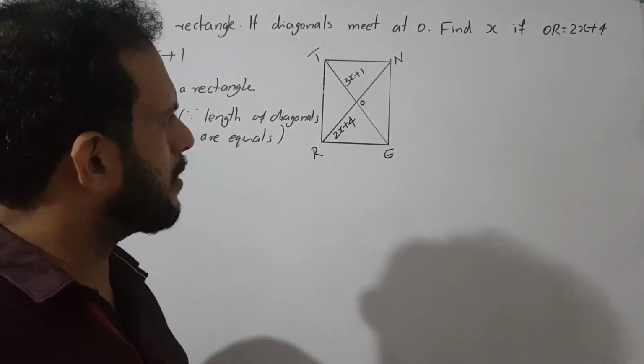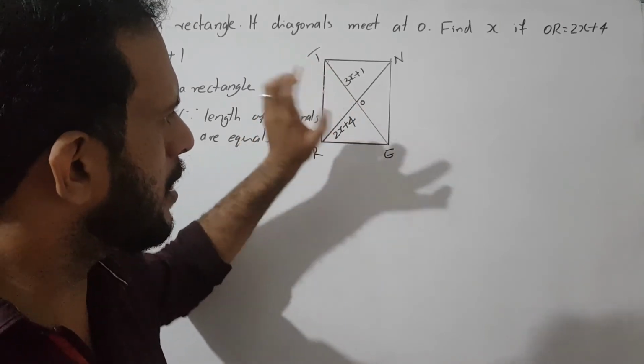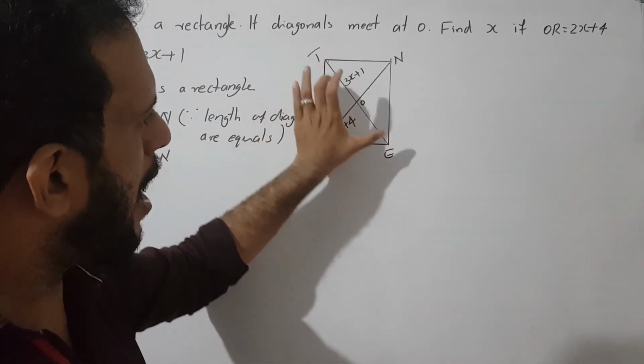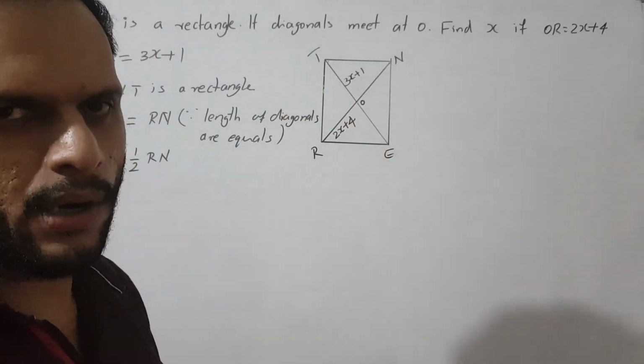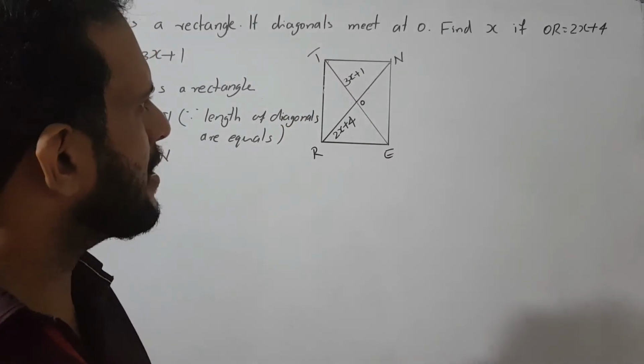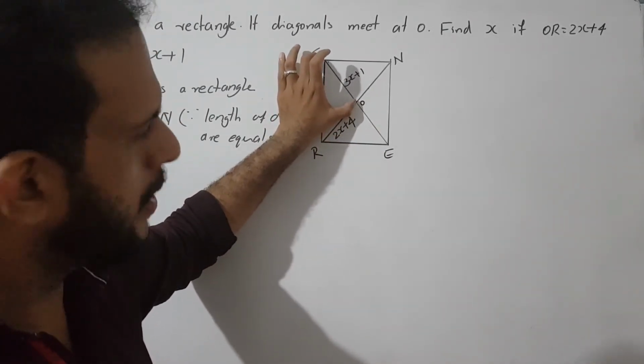What are the halves of TE? What does midpoint of TE mean? What are the halves of TE? It is very clear: TO and OE. But here the measurement of TO is given, so we choose only that one.